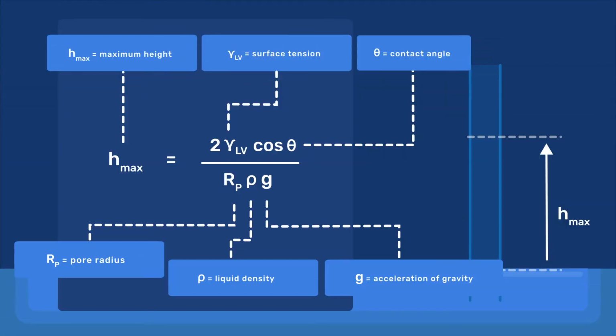In a previous video, we saw that wetting fluids can rise into porous materials, working against gravity and reaching a maximum height that depends on the contact angle and the pore size. For a reminder about surface tension and contact angle, please check the corresponding video.